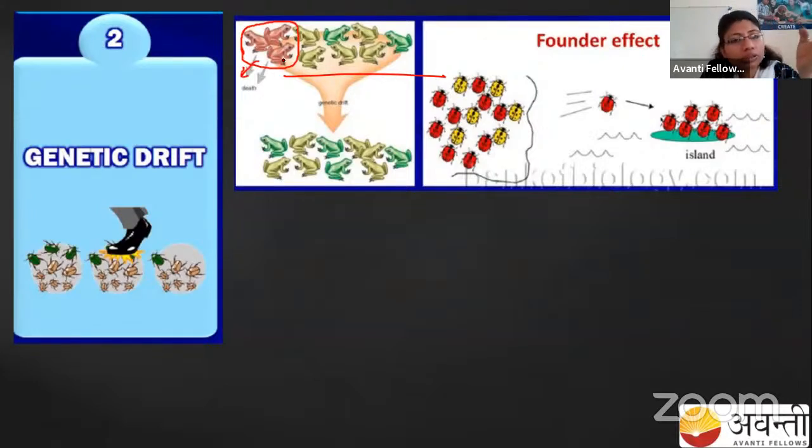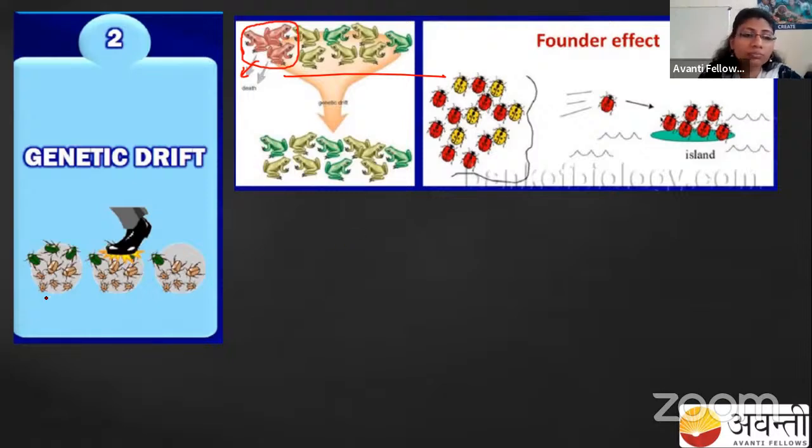But when they went to some other geographical region, the conditions were not in their favor. So that species gets completely extinct. They will not survive there, and they completely get extinct. So this leads to genetic drift. Only a particular type of genes will move further.